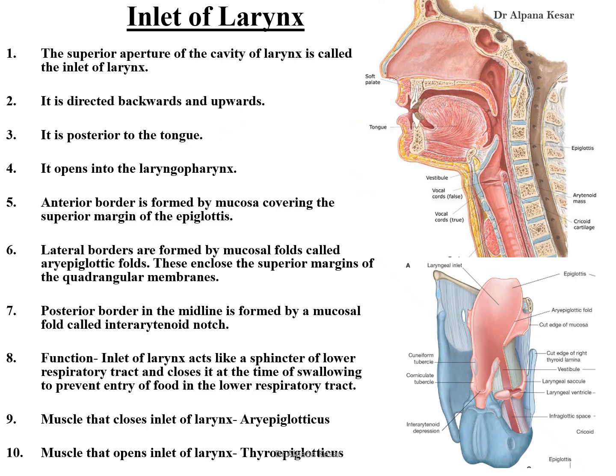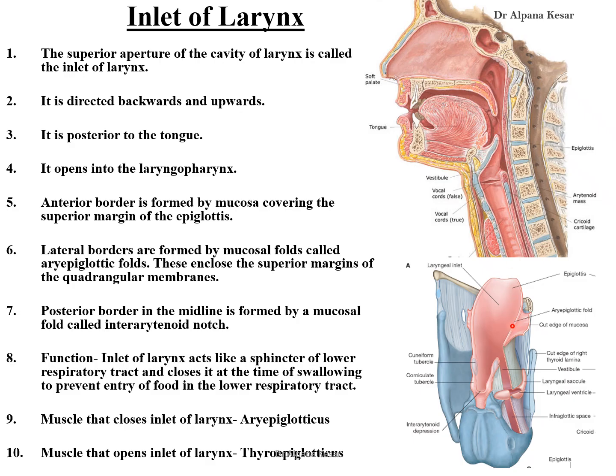Inlet of larynx. The superior aperture of the cavity of larynx is called the inlet of larynx. In this visual, this is the inlet of larynx. The inlet of larynx is directed upwards and backwards. It is present behind the tongue. It opens in the laryngopharynx. This is the laryngopharynx.